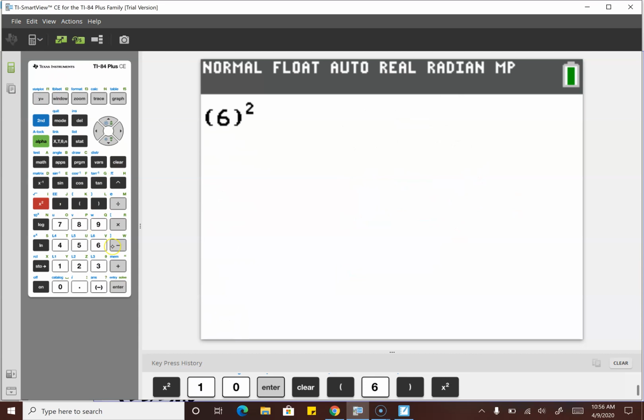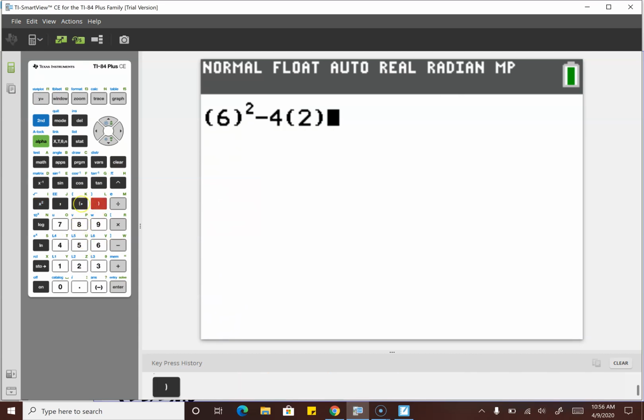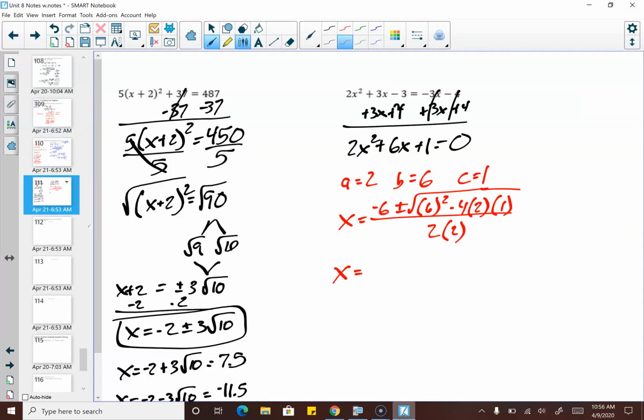6 squared minus 4 times 2 times 1, that's going to be equal to 28. So x equals -6 plus or minus the square root of 28 over 4.